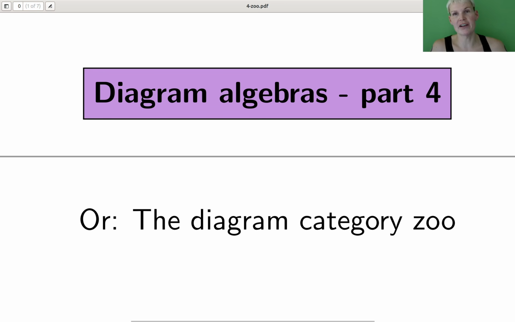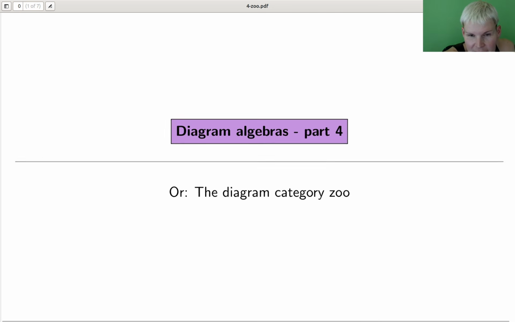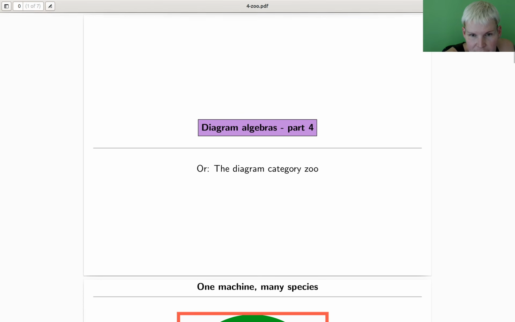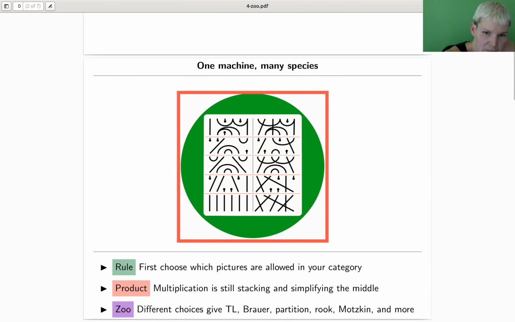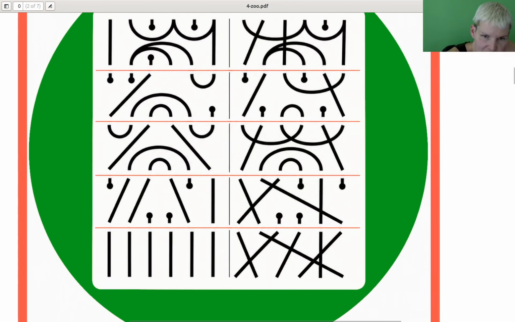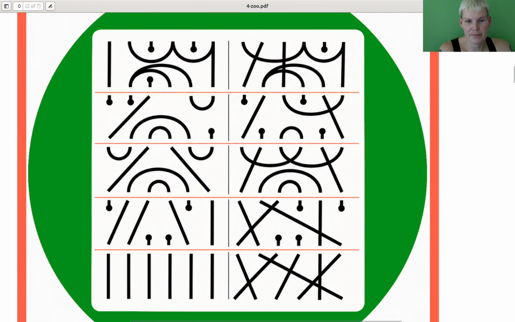Today I would like to tell you about the zoo. There's the famous zoo, the diagram category zoo, the diagram algebra zoo. Turns out that these people like these things a lot, not just me, some other people as well. And there are so many, and they describe nice systems. So let's just do it. There are many of them, and it's literally the thumbnail of this video. So here are a few of them.